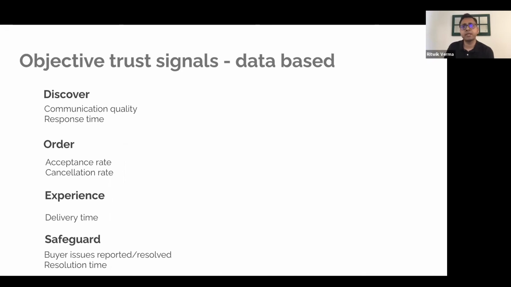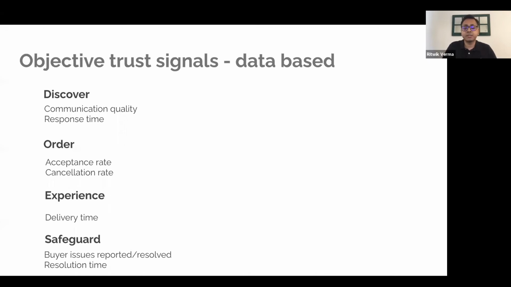For a marketplace, in order to understand the quality of a transaction and the quality of interaction with the provider, those metrics could mean communication or response time during the discover phase, when the buyer is trying to understand which listing or item they want to buy.